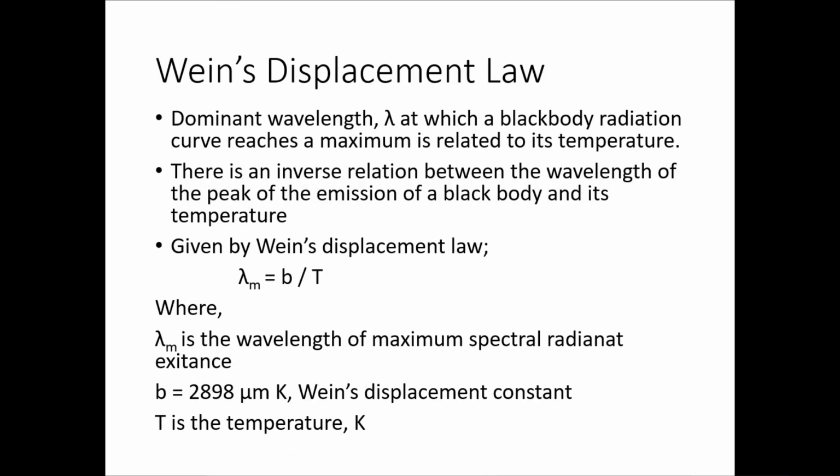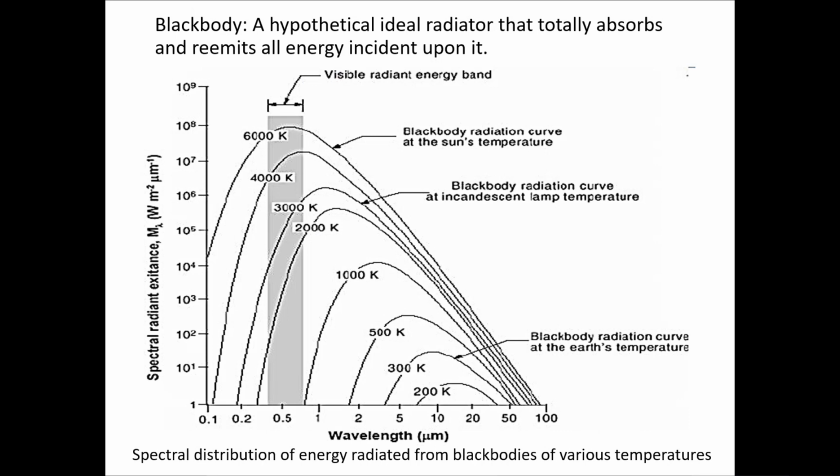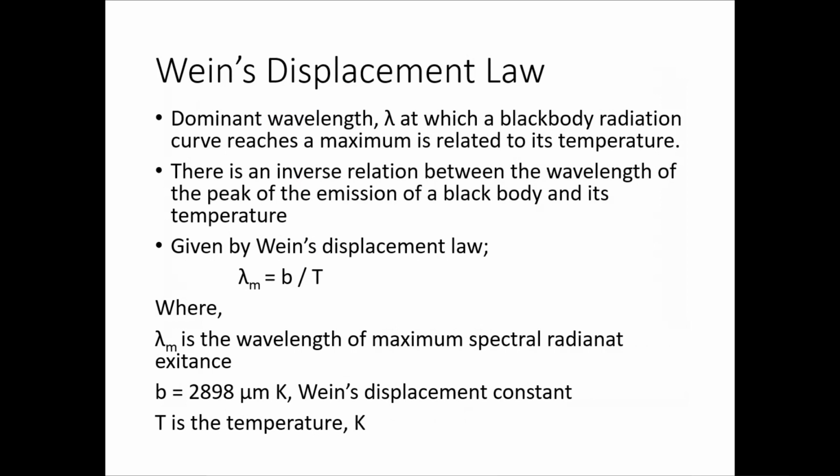Clear? Next comes Wien's displacement law, a pretty simple equation. The dominant wavelength lambda is the wavelength at which a black body radiation curve reaches a maximum. So here you can see what the dominant wavelength is. That is the wavelength at which the black body radiation curve reaches its maximum, and it is related to its temperature.